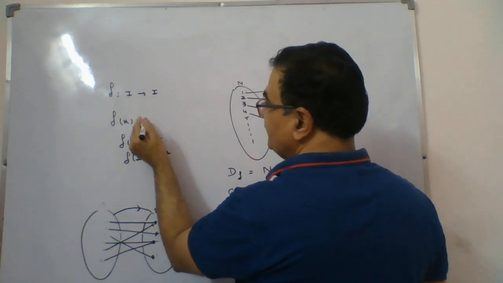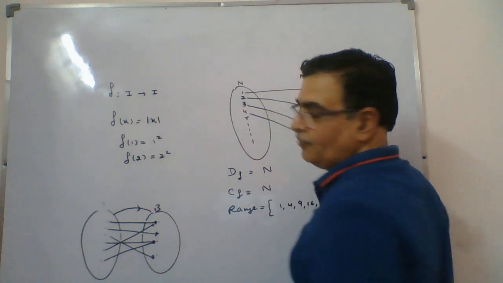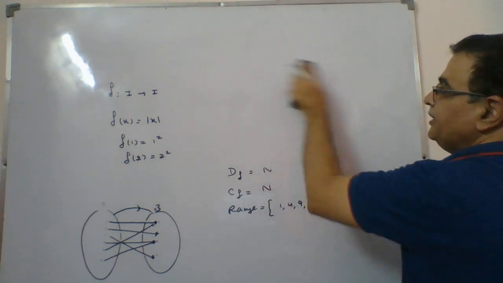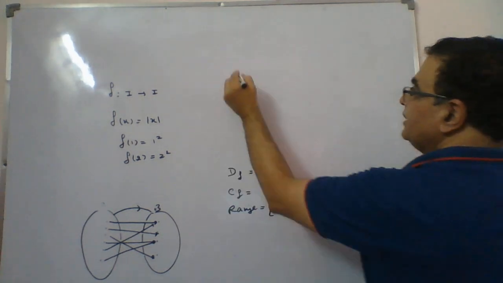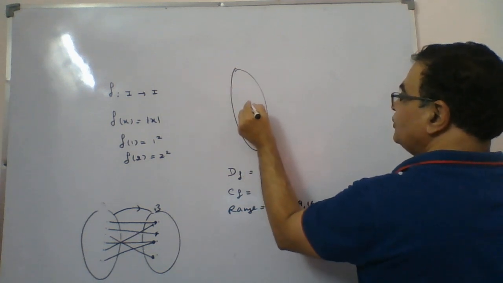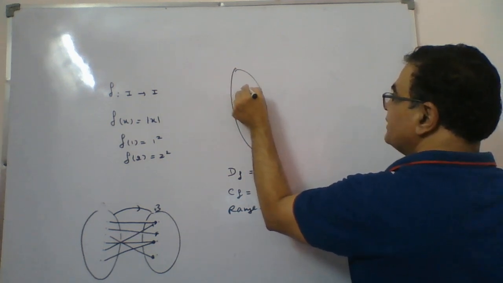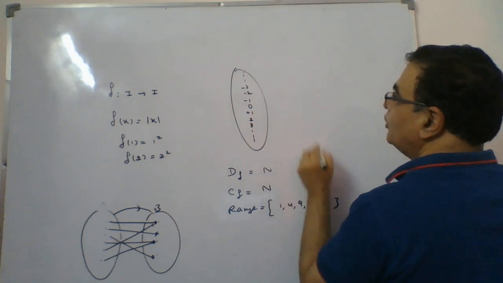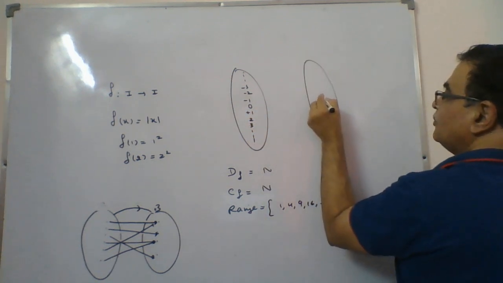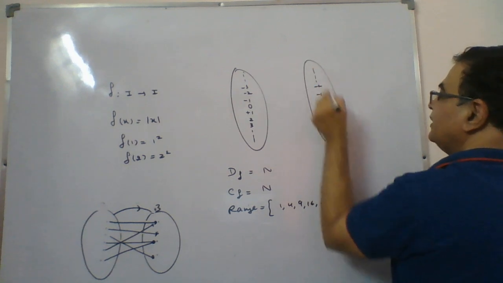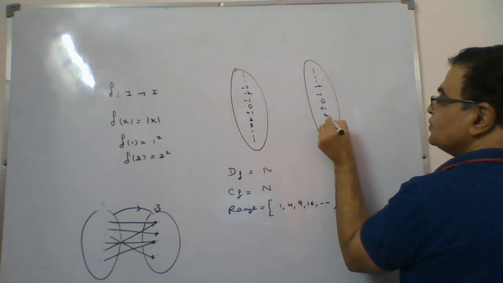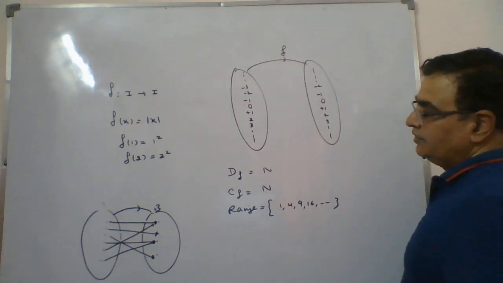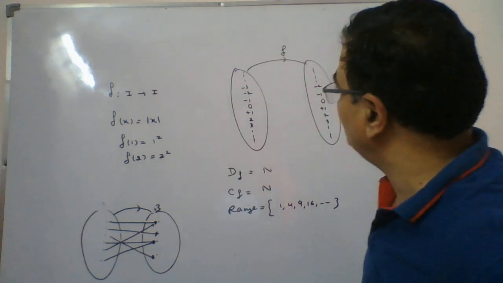And here we will say the function is modulus of x. Then what change will be here? The first set will be the integers. Integers means 0, minus 1, minus 2, minus 3, and so on, and plus 1, 2, 3, and so on. Here also 0, minus 1, minus 2, and so on, then 1, 2, 3, and so on. And this is the function we have, and f(x) is given as modulus x.